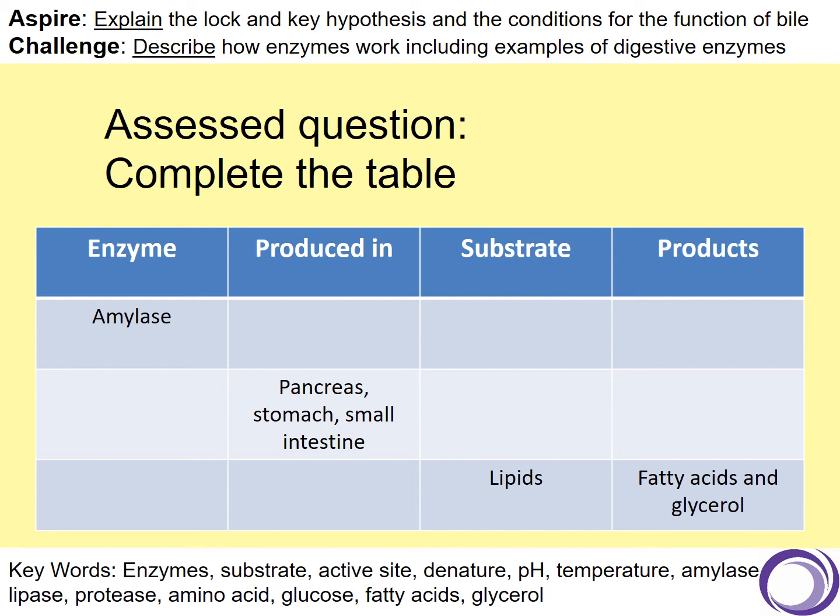So I'm going to give you a little bit of help with this. So amylase, I can help you out. It's produced in the mouth, and the substrate, the thing that it breaks down, is starch, and the product is glucose.